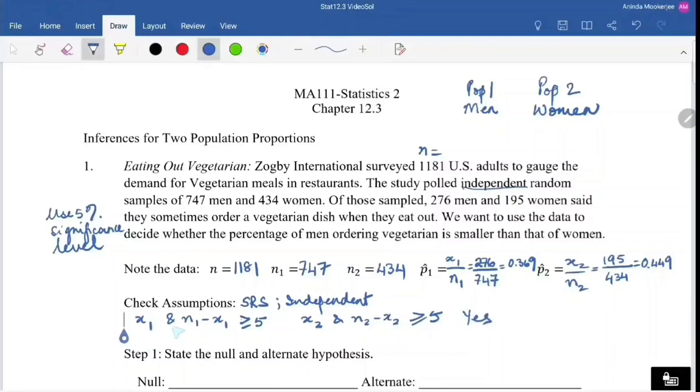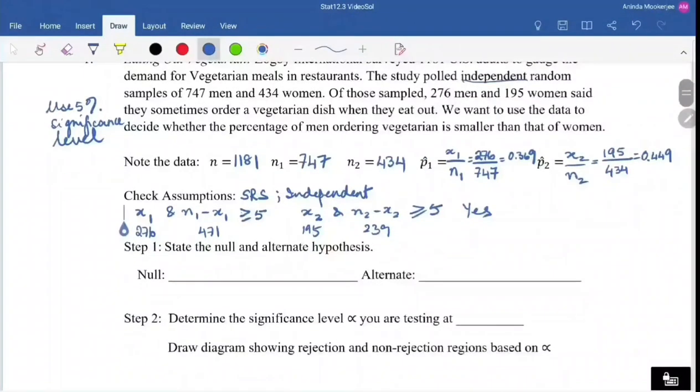So you can just quickly show in your assignment or on the test, when they ask you to check assumptions, put in a value. X sub 1 is 276. Of course, that is greater than 5. Similarly, n sub 1 minus x sub 1 will be 471. Then x sub 2 is 195, and 434 minus 195 is going to be 239. All right, and so all are greater or equal to 5. That's a no-brainer. So we met all the assumptions. We can go ahead with our hypothesis test.